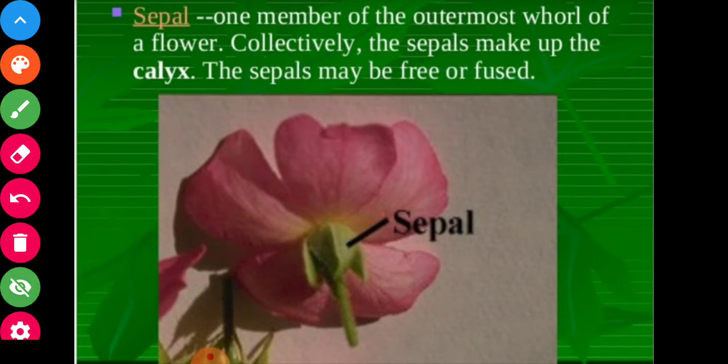Now the next part of the flower is sepal. One member of the outermost whorl of the flower. Collectively, the sepals make up the calyx. The sepals may be free or fused. So the sepals are structures which are green in color, and they protect the flower in the bud condition.